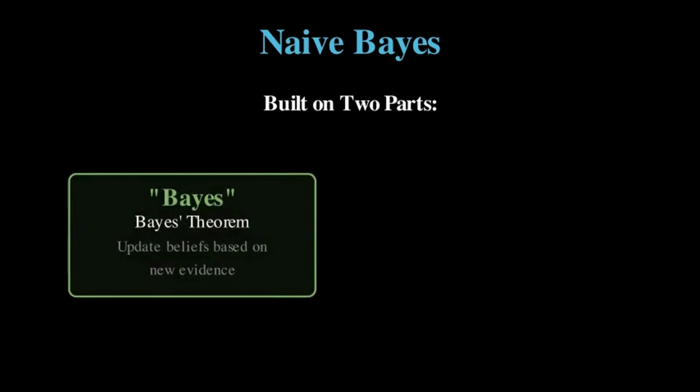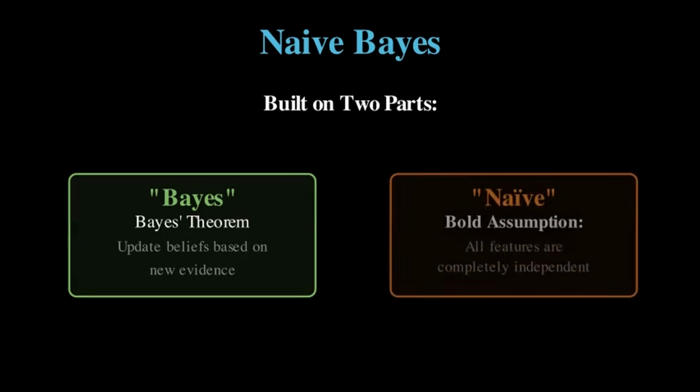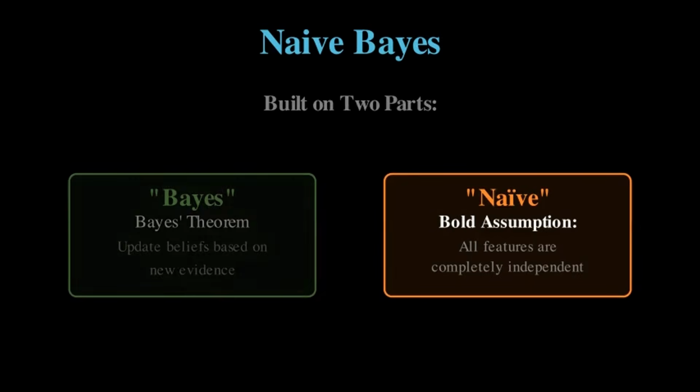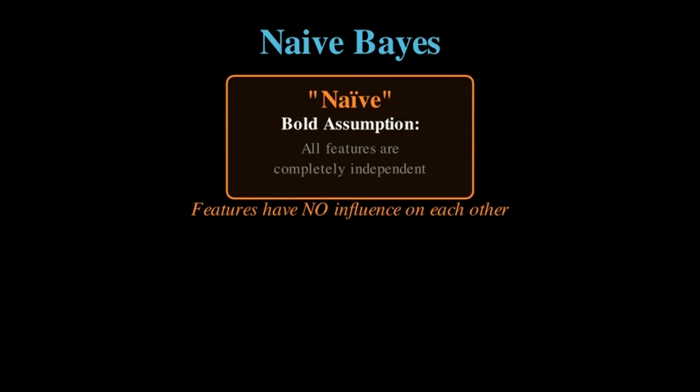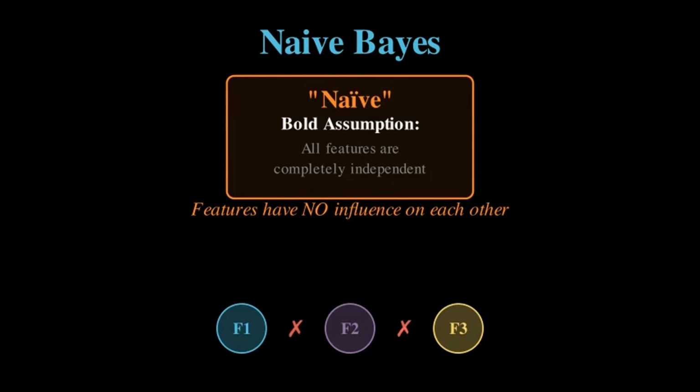Naive Bayes is a classification algorithm built on two different parts. The Bayes part comes from Bayes' theorem, a mathematical formula for updating your belief about something based on new evidence. The naive part comes from a bold assumption the algorithm makes, that all input features are completely independent of each other, meaning one feature has absolutely no influence on another.